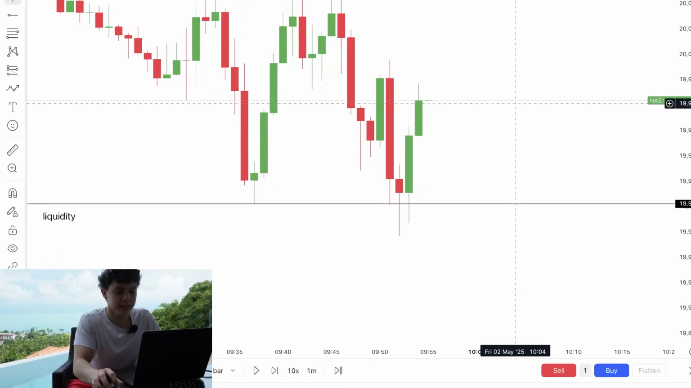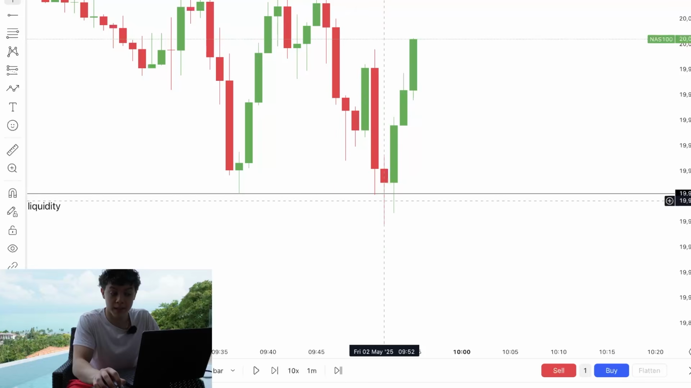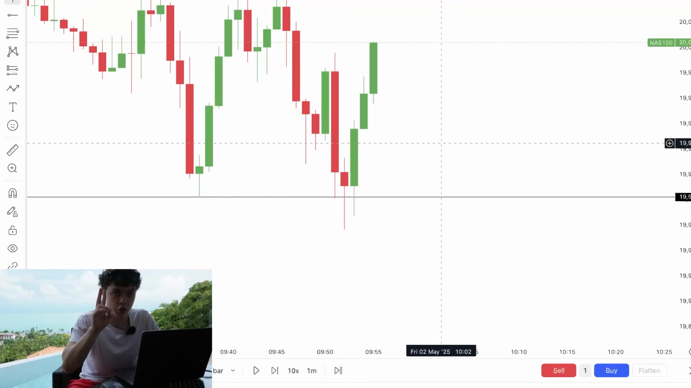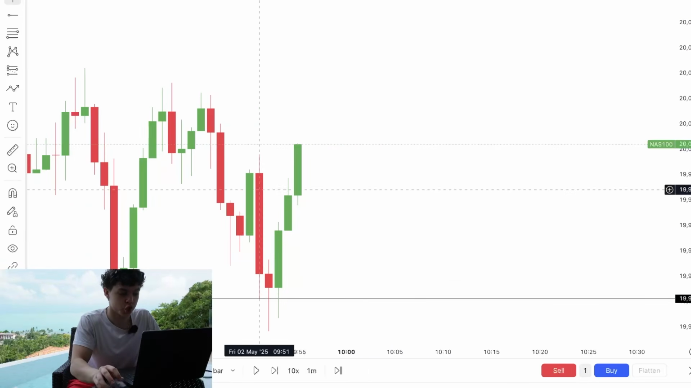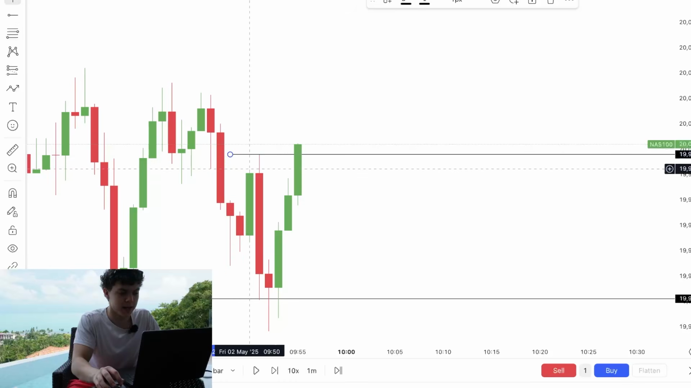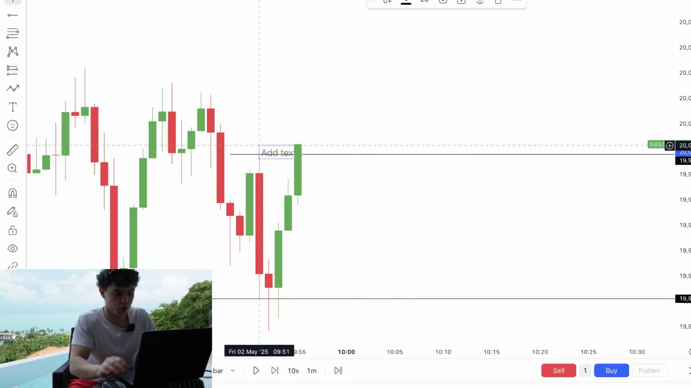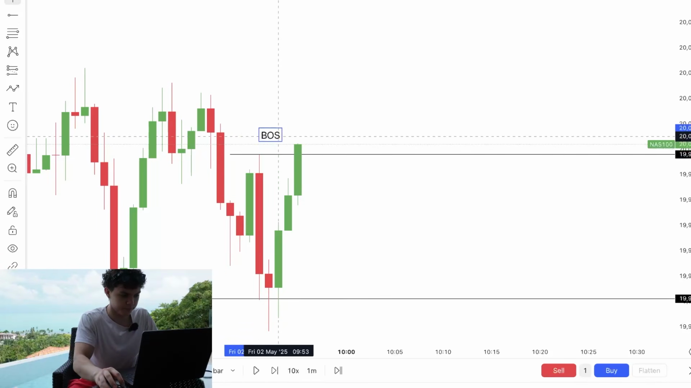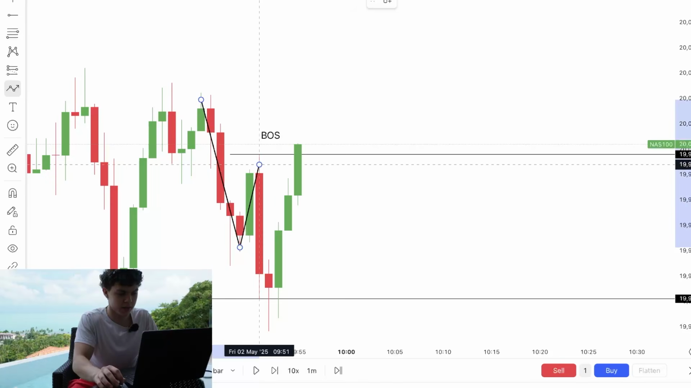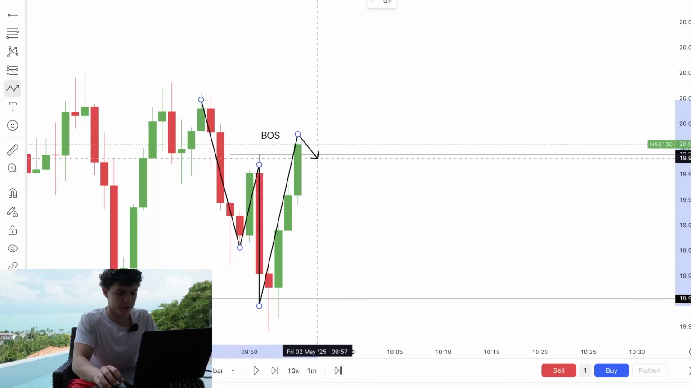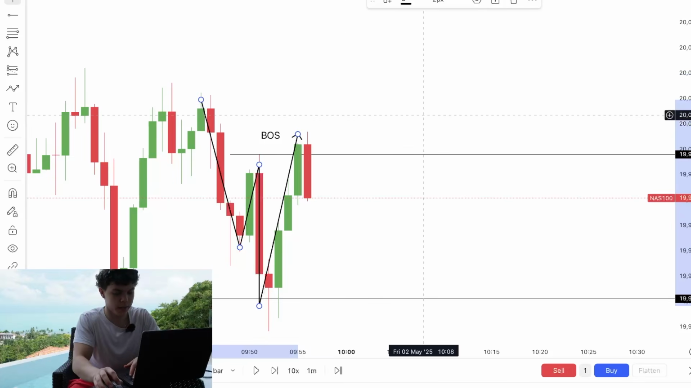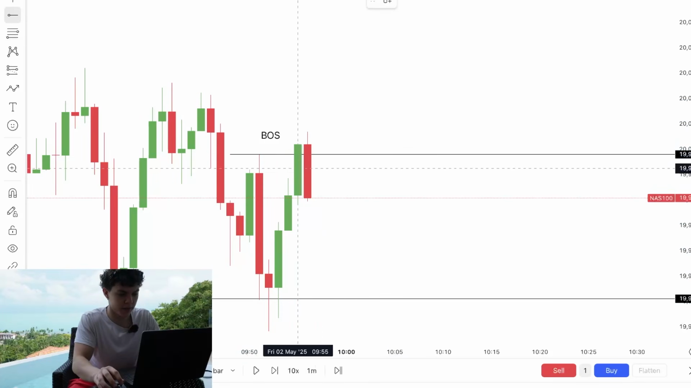But look at this. It got swept. Now it got swept, and now we have to see the 2 breaker structures to the upside to confirm the market structure shift. This is high number 1, breaker structure number 1. This is an up candle followed by a down candle. So essentially, lower lows, lower highs, lower lows, breaker structure number 1. We create a new high. Why? Because we create an up candle followed by a down candle.